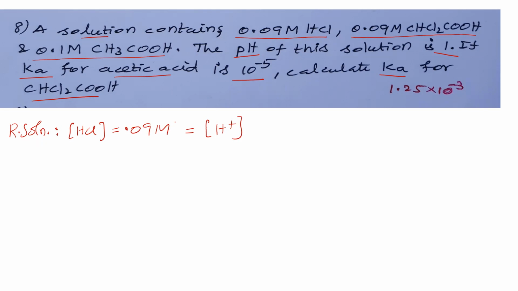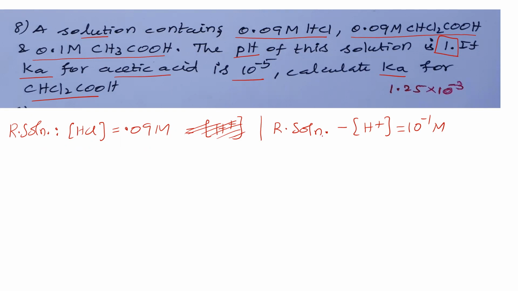We cannot say. Why? In the sense that the concentration of H plus by HCl is 0.09 molar, we can say, but anyhow we need not come for this step. Now we will say, in the resultant solution, the concentration of H plus is equal to 10 power minus 1 molar. Why? Because the pH of the solution is given, the pH of the solution is 1. The pH of the solution is 1 means don't consider HCl.